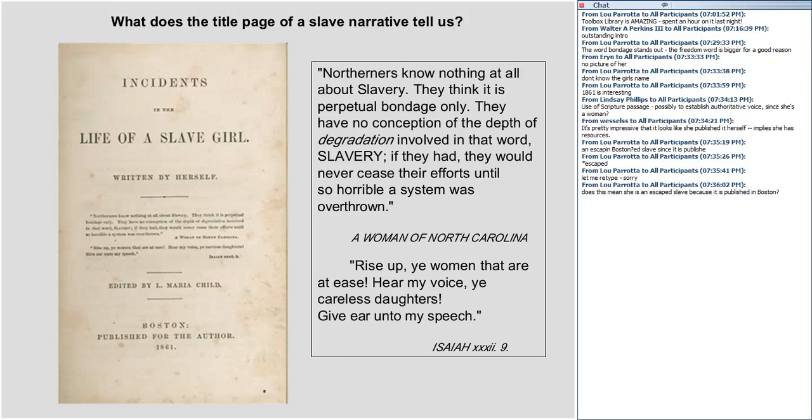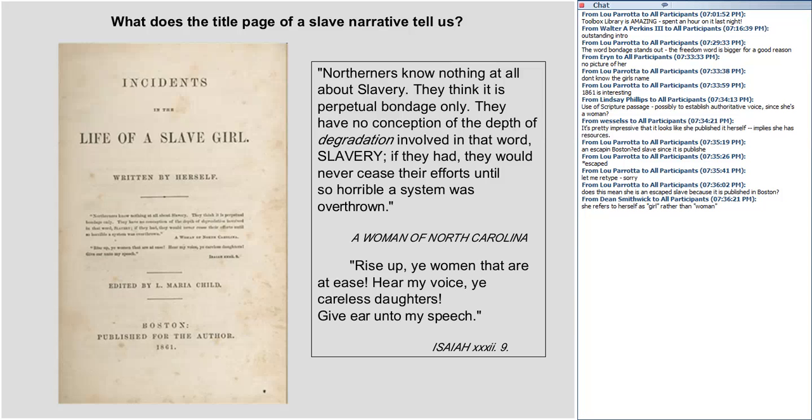Now, I want to say a couple words about Incidents because we'll be talking about it off and on. The author of Incidents in the Life of a Slave Girl was a woman named Harriet Jacobs. Some of you know her whole story. Some of you may not. Harriet Jacobs came from Edenton, North Carolina. She was a slave from the day she was born, and she grew up a slave and lived in slavery until she was 27 years old. The basic aspects of her life were so shocking and indeed scandalous that she really didn't want to tell her story.